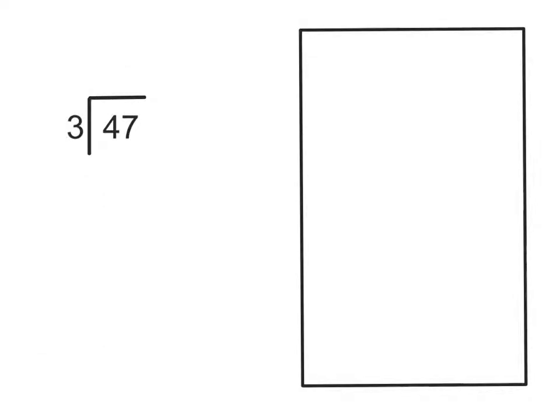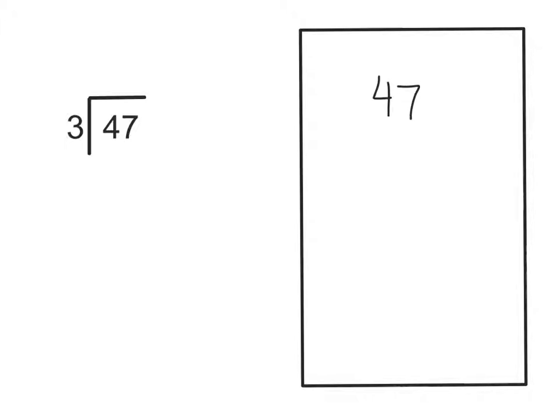This video will teach you how to use a strategy called the empty rectangle strategy to do division. It's just like using an empty hundreds chart or friendly numbers. You just have to imagine that the rectangle represents your dividend. So in this case, we're going to imagine that this rectangle is representing the number 47.